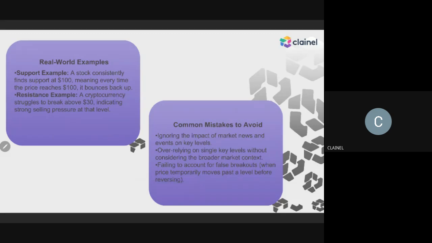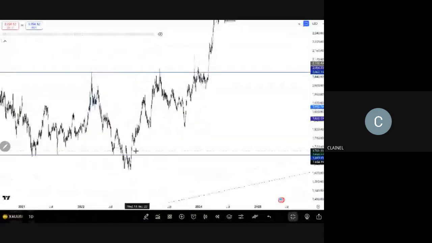Another common mistake to avoid is over relying on a single key level without considering the broader market context. This is what I was saying: price comes to your key level, whether support or resistance level, and you just execute a trade while ignoring how the market is actually approaching that level. Another mistake is failing to account for false breakouts, when price temporarily moves past a level before reversing. And we have a perfect example here.